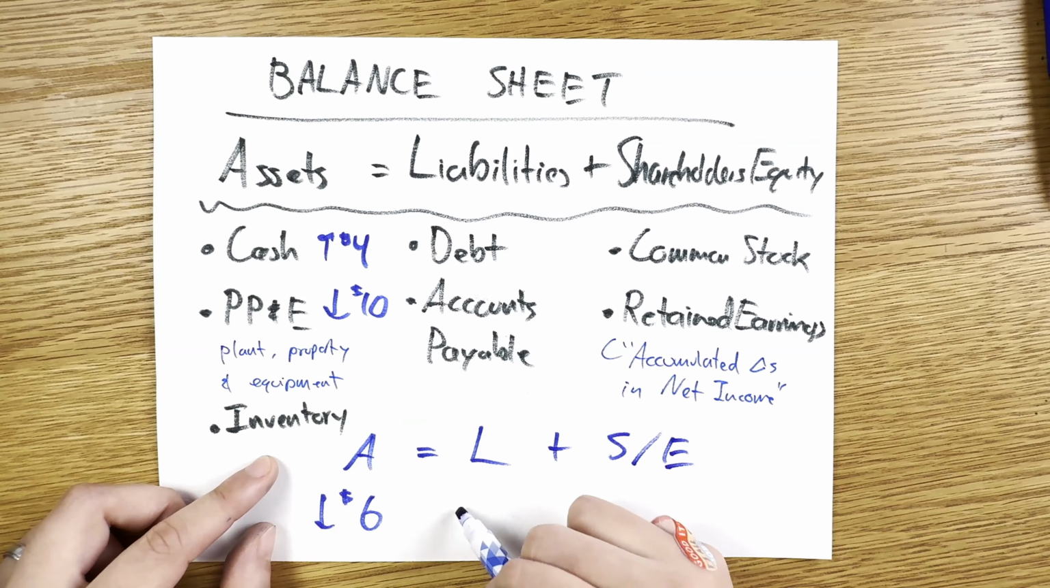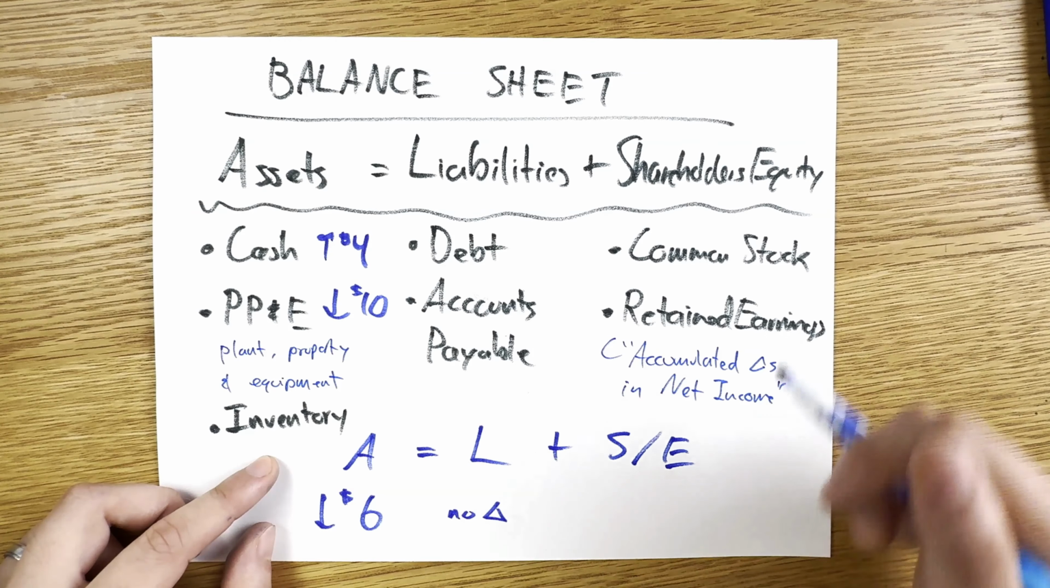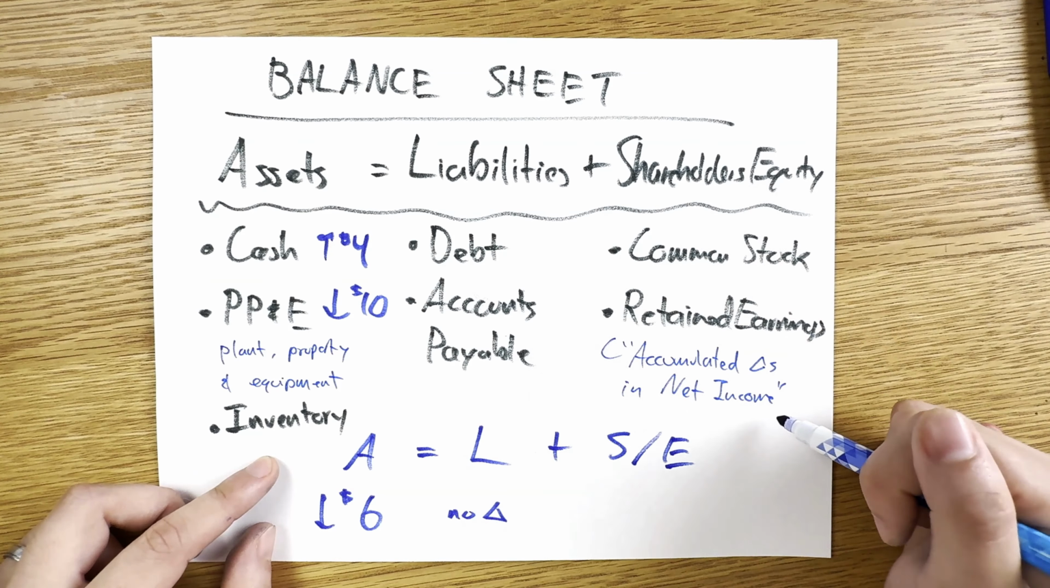Now, what about liabilities plus shareholders' equity? No changes on the liability side. And in shareholders' equity, we saw from our income statement that our net income was down by $6. And so therefore, our retained earnings and our shareholders' equity is down by $6 as well. And would you look at that? Our balance sheet balances.